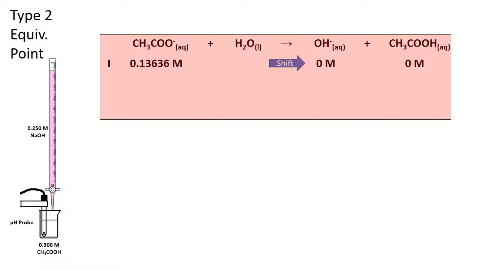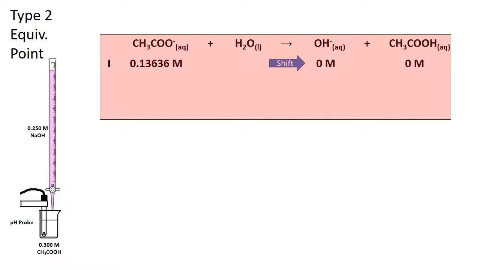On screen, you can see on the left-hand side, the acetate ion's concentration is 0.136 molar. This was produced as a result of the neutralization that took place previously. And the product species, hydroxide and acetic acid, are both zero to begin with.